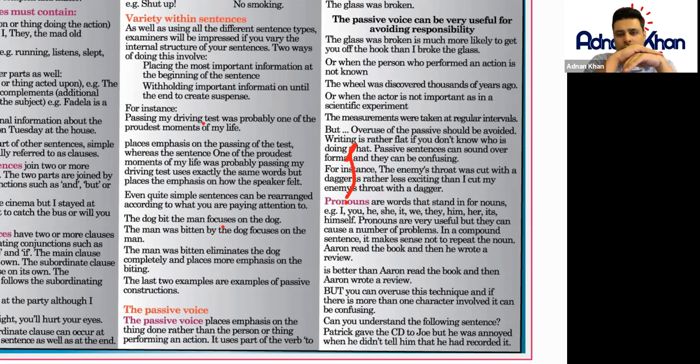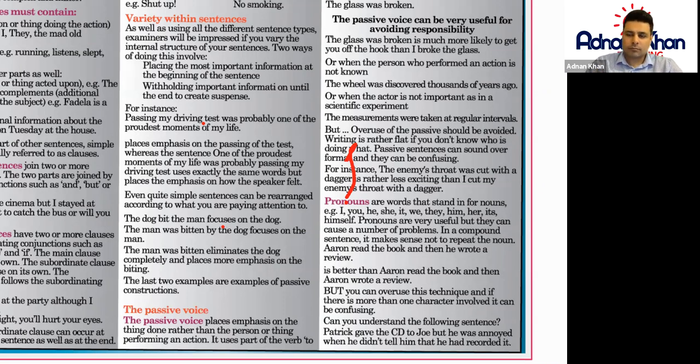For instance, passing my driving test was probably one of the proudest moments of my life, places emphasis on the passing of the test, whereas the sentence, one of the proudest moments of my life was probably passing my driving test, is exactly the same words, but places emphasis on how the speaker felt.